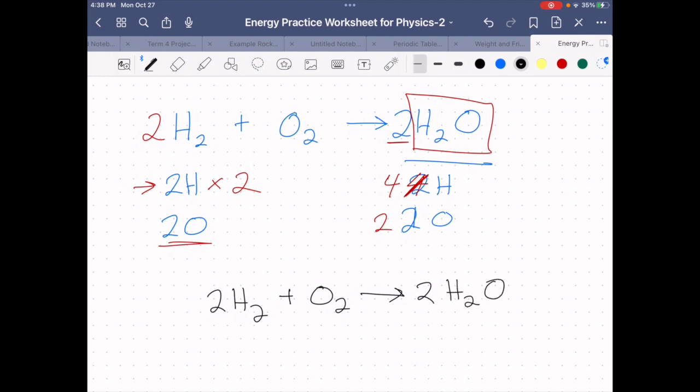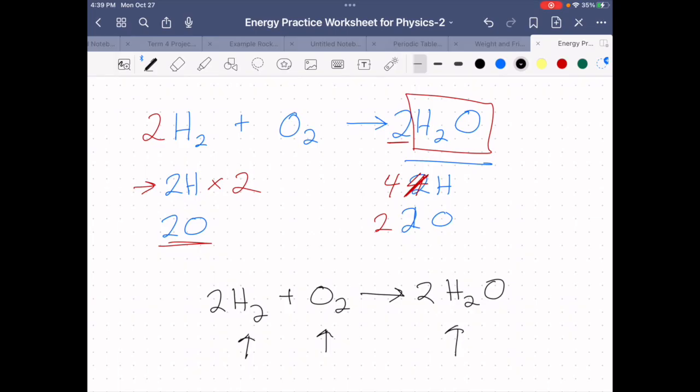2H2O. So what you'll notice is we write this molecule the way it forms in nature, which is 2 hydrogens stuck together. But now we have 2 of those molecules, plus 1 oxygen molecule, which is 2 oxygens stuck together, gives us 2 molecules of H2O, or water. So that is a very simple example of balancing equations.